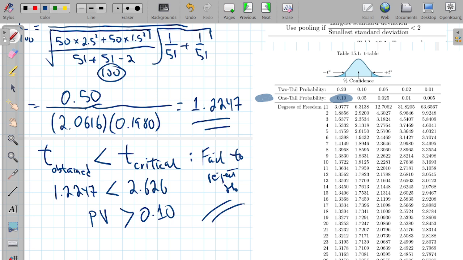We're done with that. Okay, we got one more example left to do, and then we're going to do a couple of examples about computing sample size, and then we're going to be done with this topic.